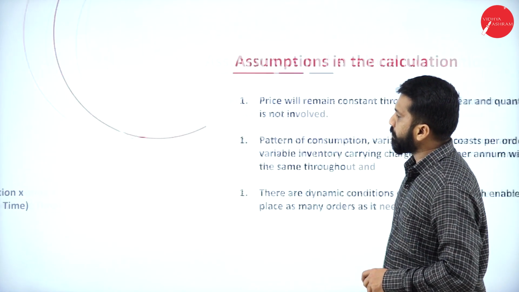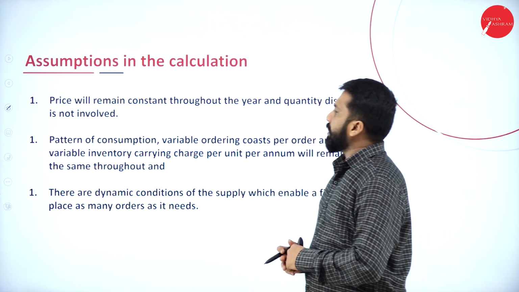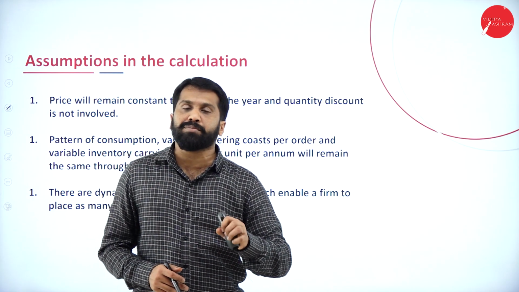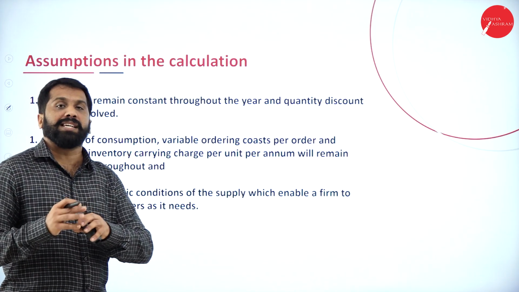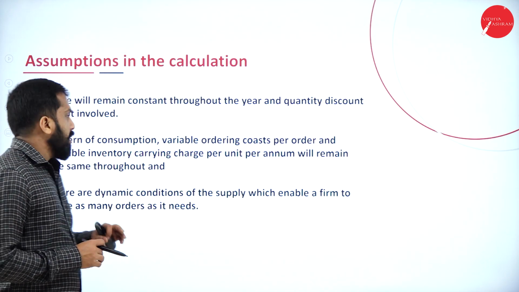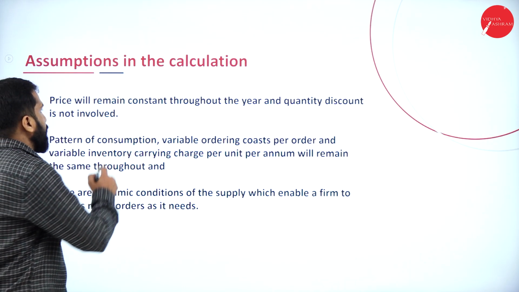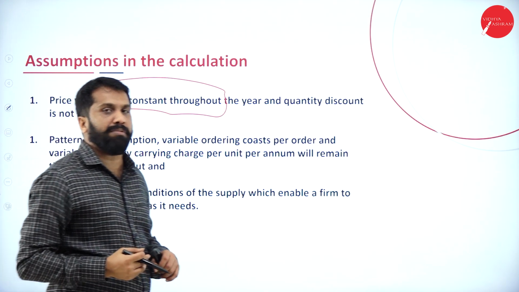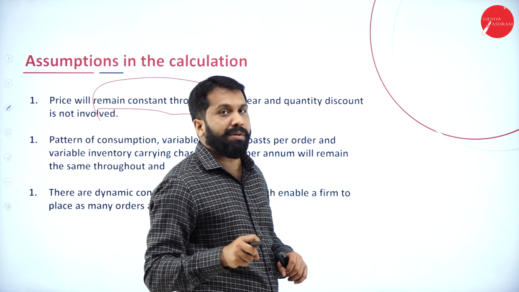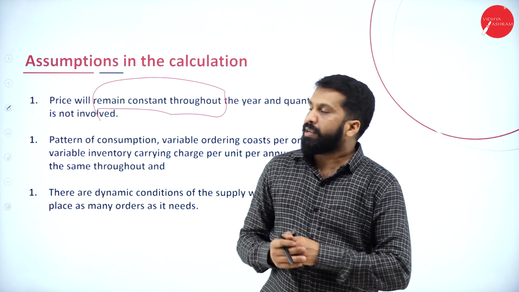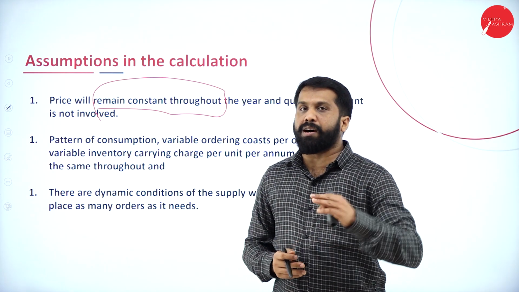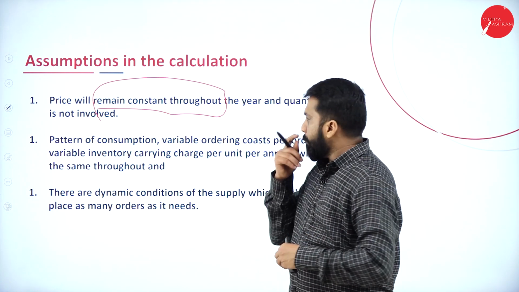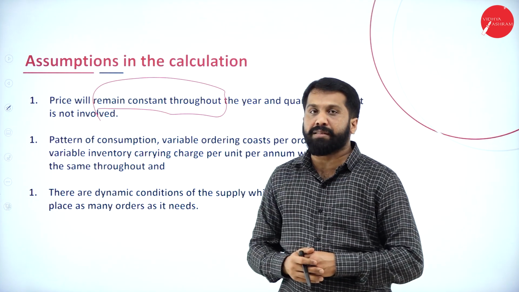Now, assumptions in the calculation. Before you go for EOQ, what are the assumptions we have? Whatever things we assume. The first thing: price will remain constant throughout the year. This is an assumption. Why? Because we are buying in bulk. You may not know that now they are giving for 9,000. After 3 months, it may become 7,000 also. But we assume that for the whole year, it will remain 9,000 only.